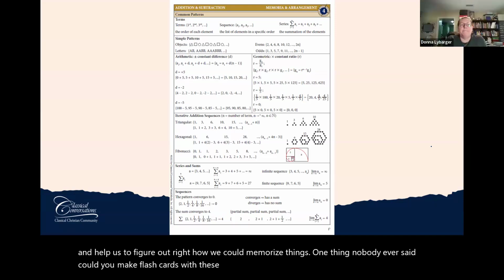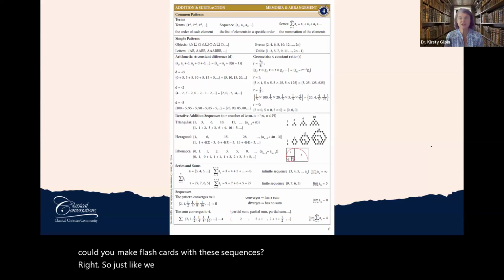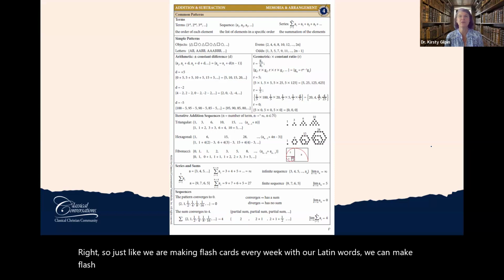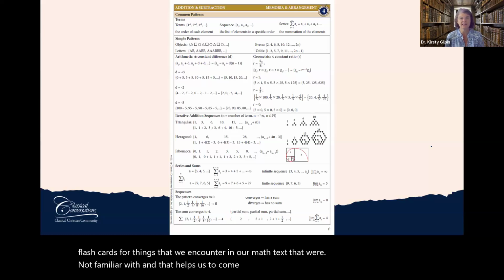Yes. So just like we are making flashcards every week with our Latin words, we can make flashcards for things that we encounter in our math text that we're not familiar with. And that helps us to come back and to practice it.